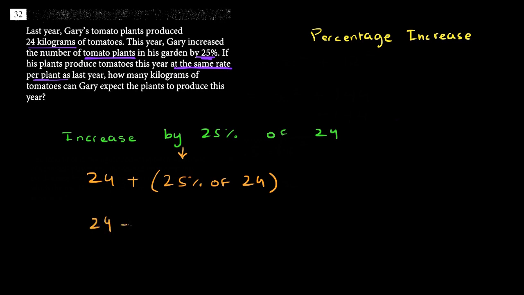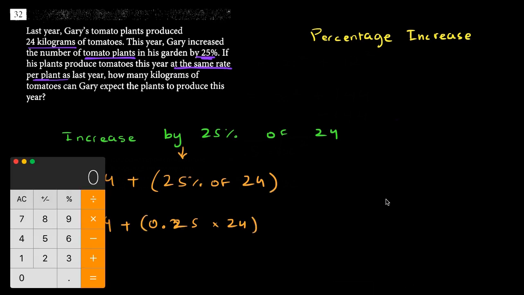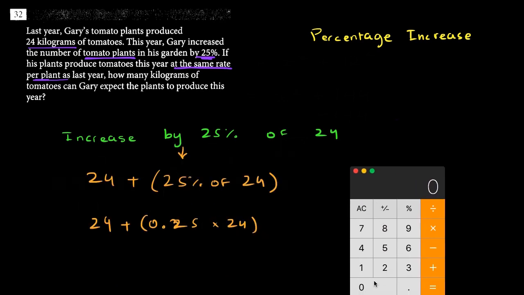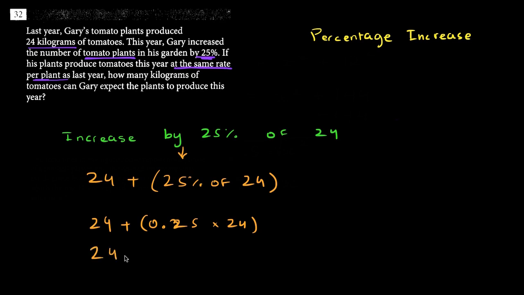That is 24 plus 0.25. When we say a percentage of, we convert it to a decimal by dividing by 100, right? And then multiplying that into 24. So if we take out our calculator, 0.25 times 24 is 6. So 24 plus 6, and our answer should be 30.